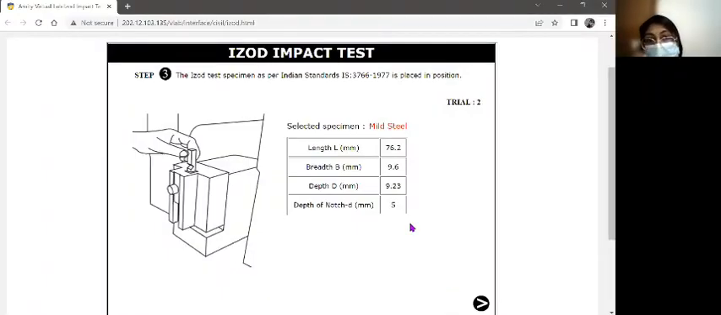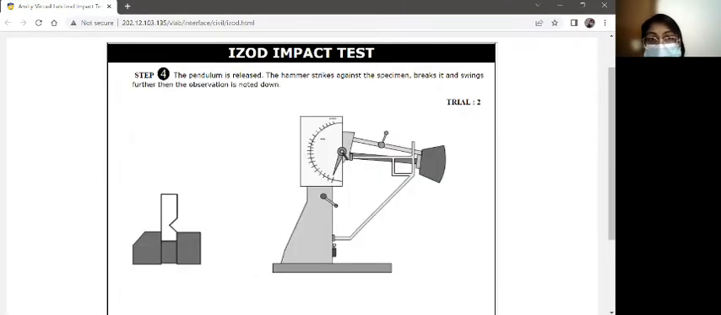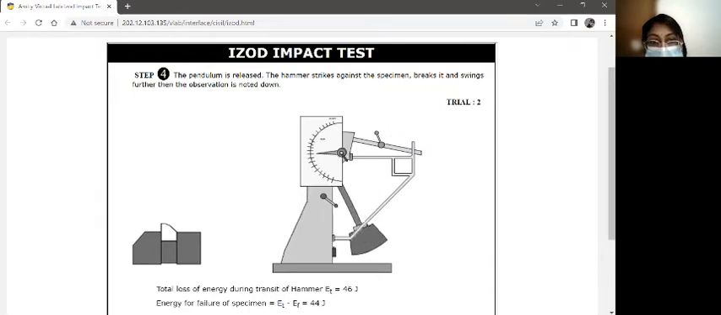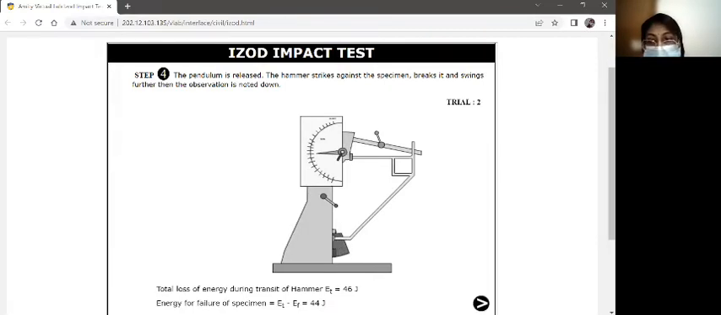Now, trial 2. We are going to repeat the same instructions using the same specimen, but we will be taking 3 trials. We have to repeat the same procedure again. Here we can see the total loss of energy during transit of the hammer, ET, equals 46 joules, and the energy for failure of the specimen, ET minus EF, equals 44 joules.